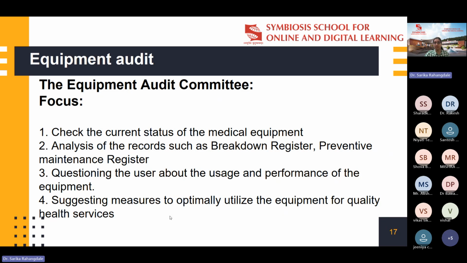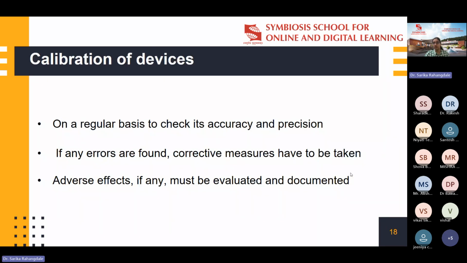Calibration also plays a critical role in the maintenance part. It is carried out to minimize the uncertainty in the measurements, reducing errors and bringing measurements to an acceptable level. With repeated use and over a period of time, all equipment begins to degrade and it affects its accuracy, right? There are FDA guidelines regarding calibration and maintenance of equipment. On a regular basis, the accuracy and precision are to be checked. If any error is found, corrective measures are to be taken. And if any adverse effect happens, it has to be documented and evaluated to minimize its occurrence in the future.